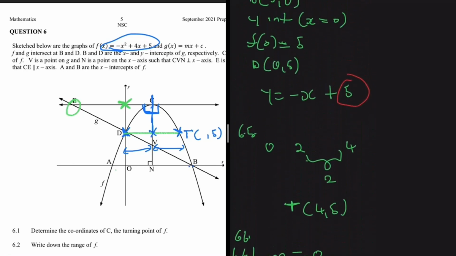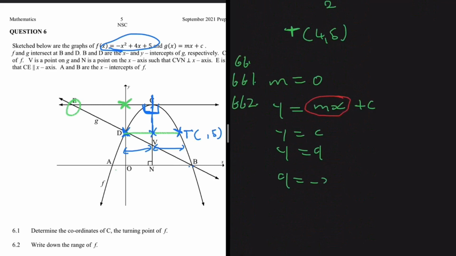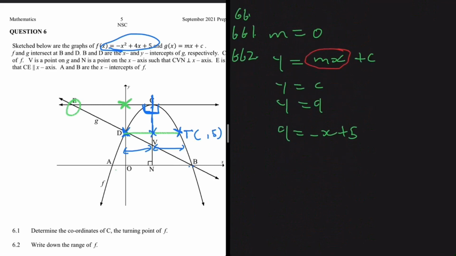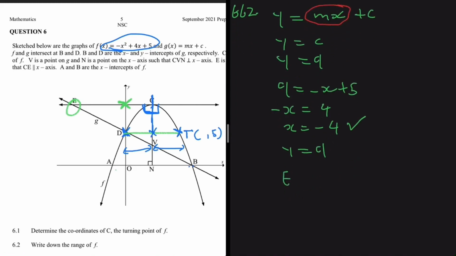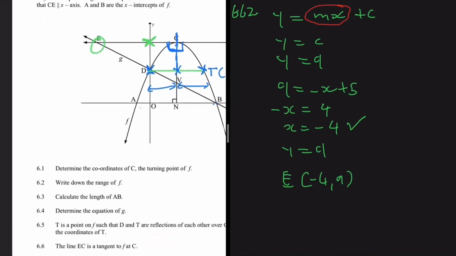So now we can say that 9 is equal to the equation of g of x, which we determined somewhere, minus x plus 5. So minus x will be equal to 4. So x is equal to minus 4. So that is the x value of E, right? But then we know the y value of E is supposed to be equal to 9, because that's the equation of line EC. So now we can say that the coordinates of E are minus 4 and 9, right? If you use the equation of g of x, you should still get minus 4 and 9 also.